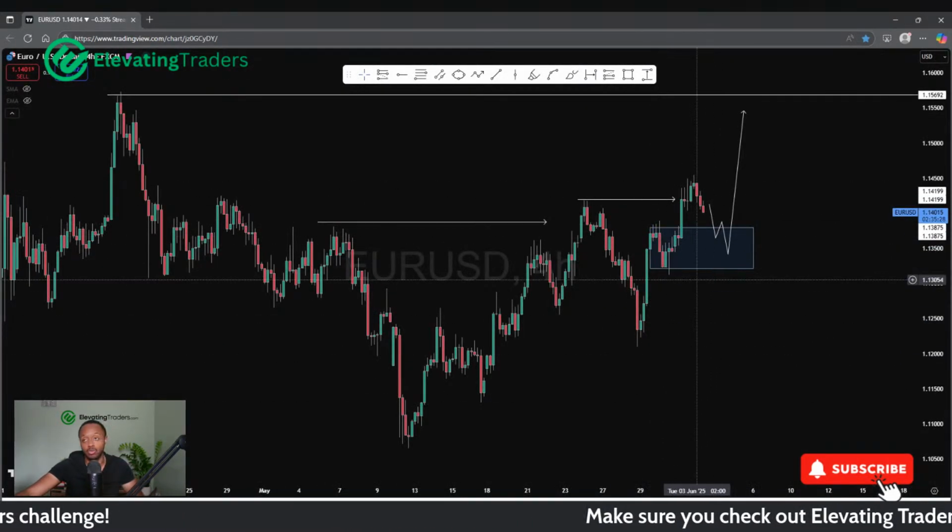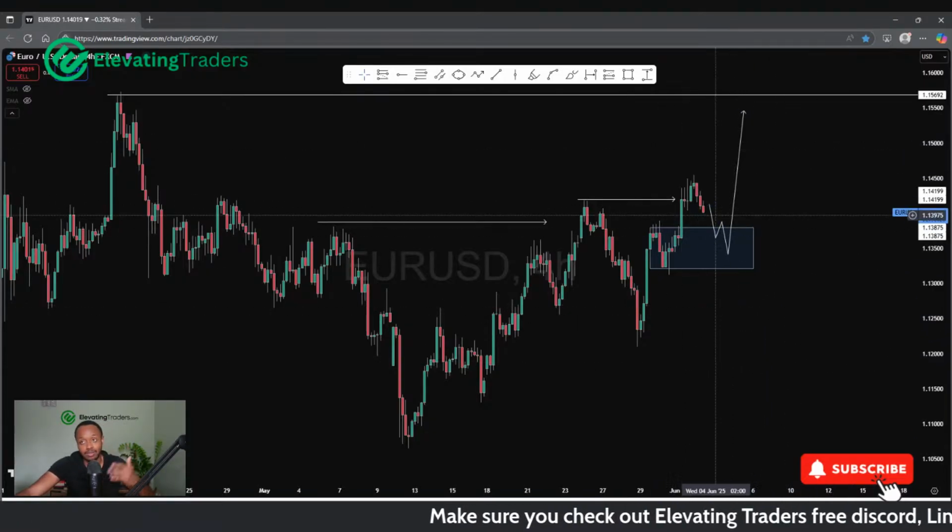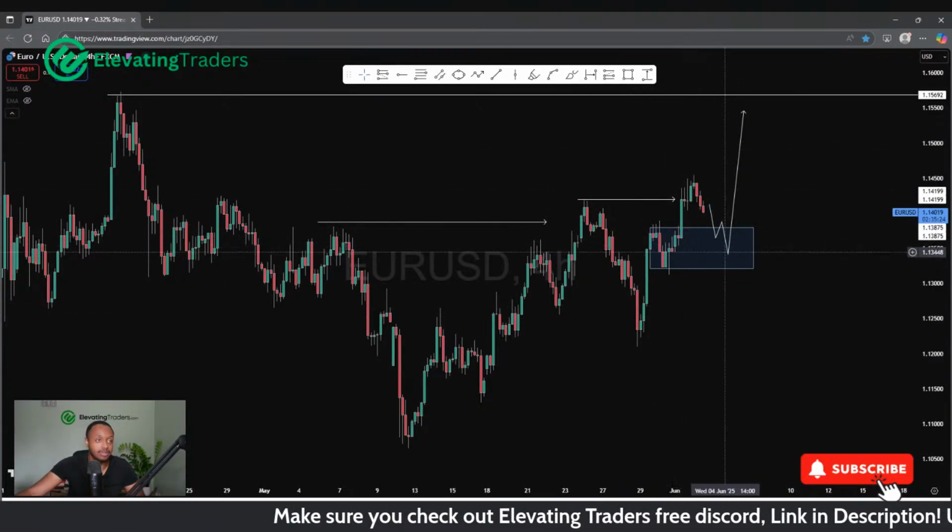But a nice setup, which does look good, will be Euro USD. So trading the exact same thing, really coming back to retest the zone for a continuation.